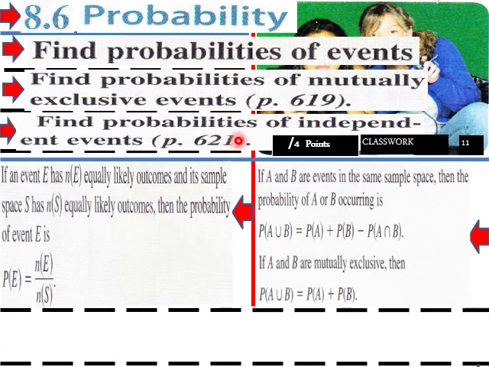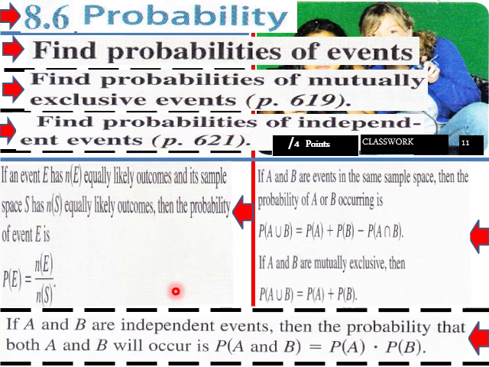And then find probabilities of independent events. So for independent events, the probability of A and B, you just multiply them together, and then that would be your probability of both events happening.